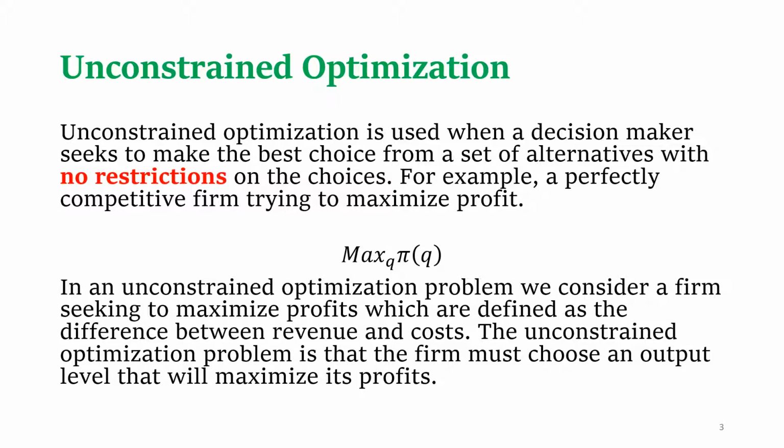So we have the function here, maximize profit by Q. Now remember, we say maximize by Q here because this represents the choice variable, the output. The firm is going to choose this one in order to maximize its profits.